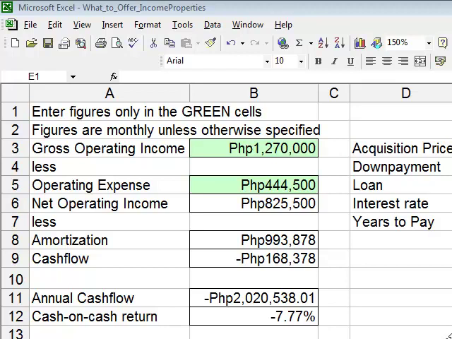And then number two, the analysis that I did here is dependent on the cash on cash return. So depending on your cash on cash return goal, you should use that as your basis in order to determine whether or not a deal is a good deal or a bad deal for you.